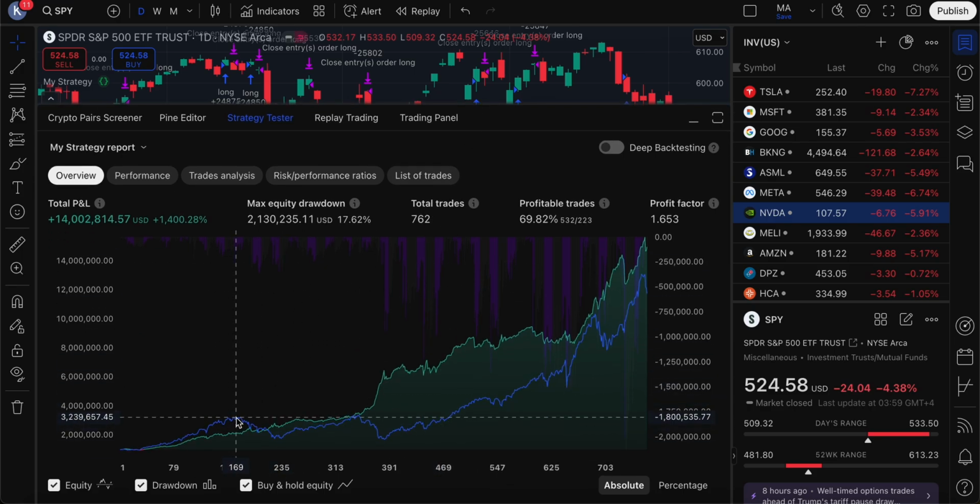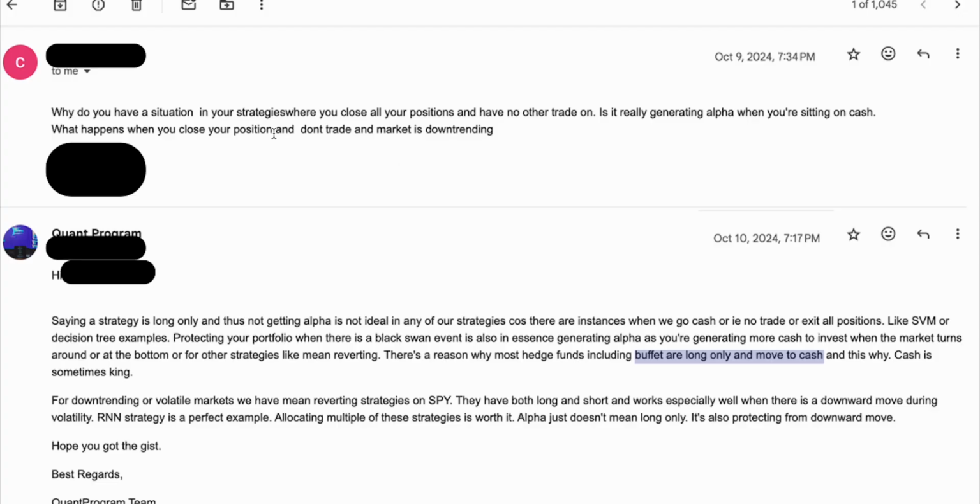A few months ago, I had an email from one of our student members, and their concern was: why do I close all the positions and have no other trade on? It's generally generating alpha when you are sitting on cash. So my response was that protecting your portfolio when there is a black swan event is, in a sense, generating alpha, as you are generating more cash to invest when the market turns around at the bottom.